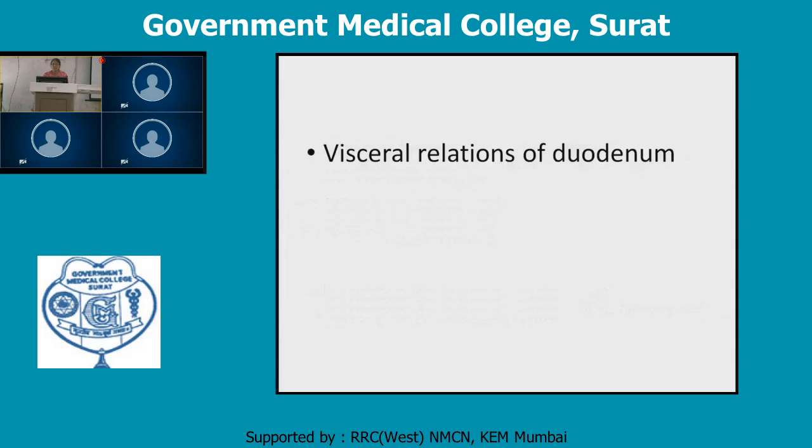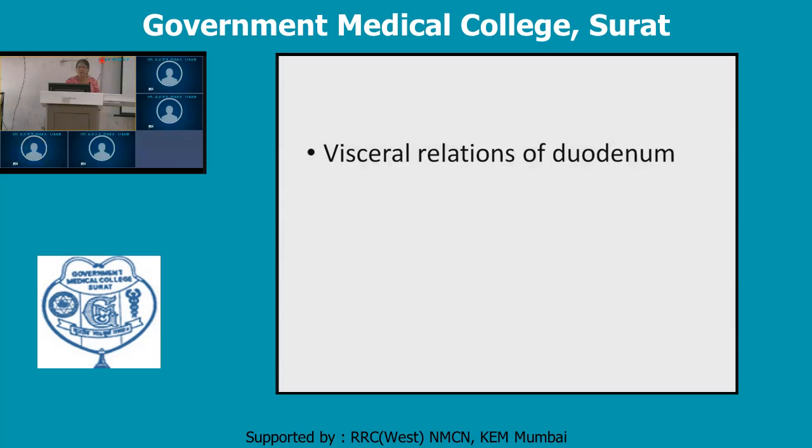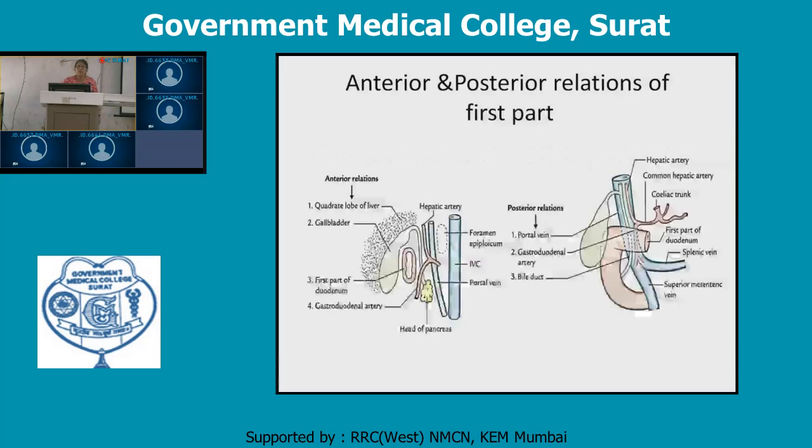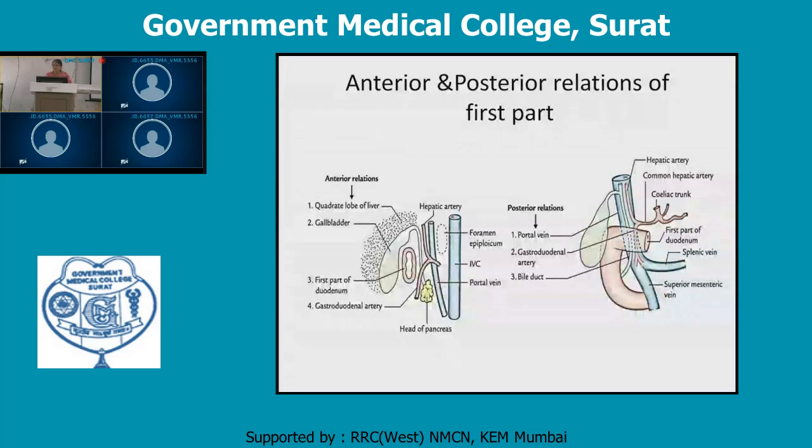Now, peritoneal relations: we have seen that most of it is retroperitoneal. Visceral relations of the duodenum: we'll see the different parts, the anterior and posterior relations of the first part of the duodenum. Looking at the anterior relation of the first and second parts, most of it is the liver. Anteriorly, the first part and the upper part of the second part are covered by the liver.